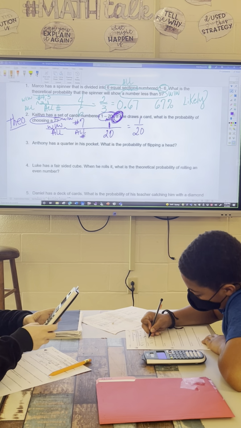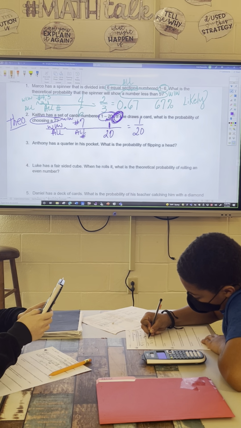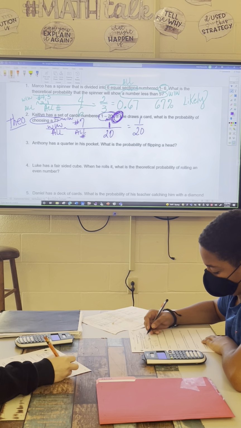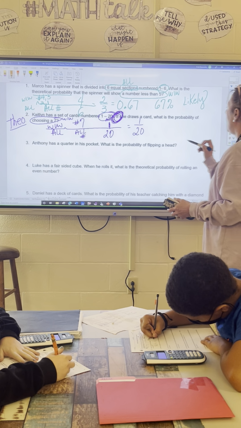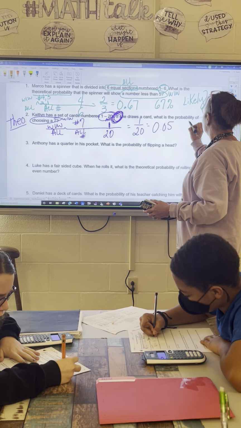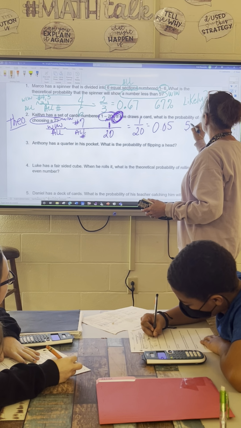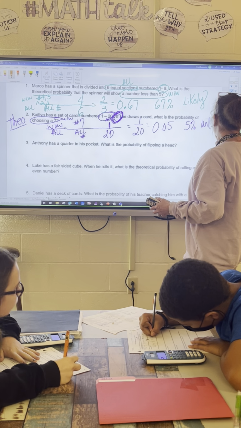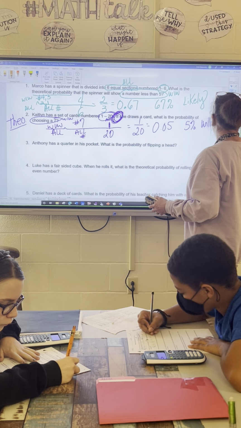Now, I'm going to show you something. Let's go ahead and get the decimal. 1 out of 20. That's 0.05 as a decimal. Move that decimal 2 places. That's 5%, which we are going to write as unlikely.